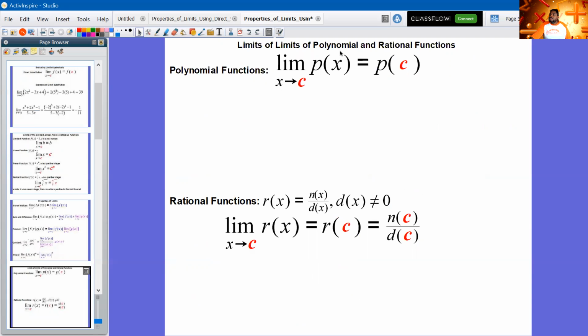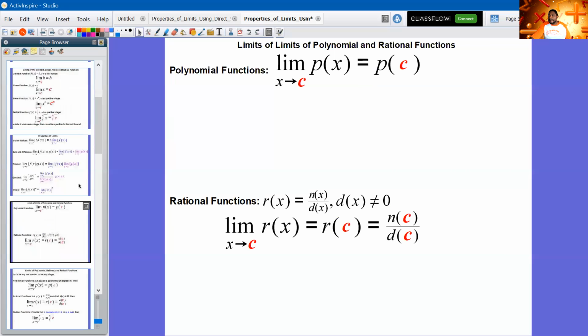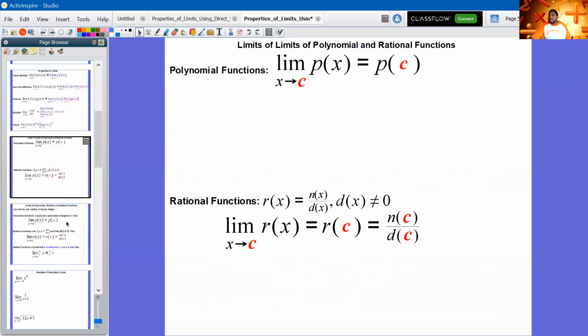So now we have some more types of functions. Polynomial functions. We can take the limit of some polynomial function as x approaches c equals p of c. And we can take the limit of a rational function, just like we talked about before, as x approaches c. And that gives us these values here.